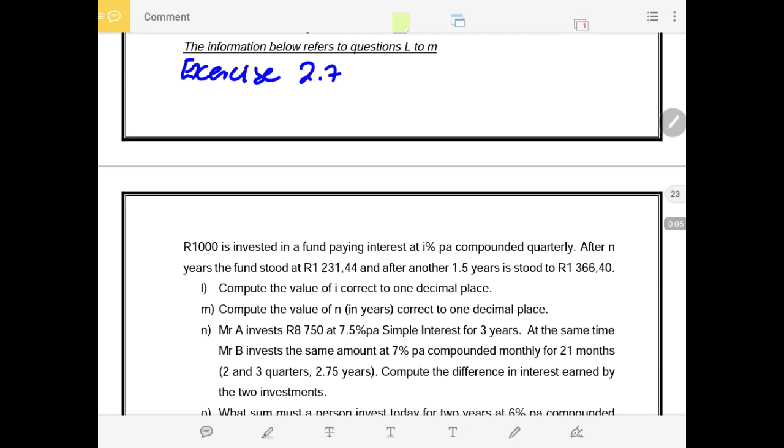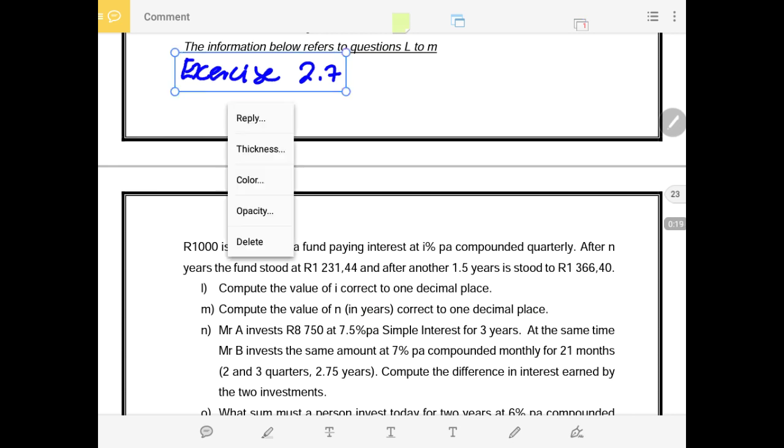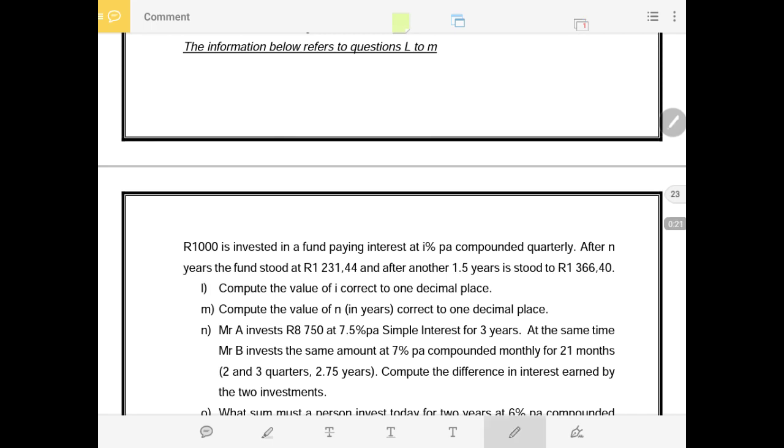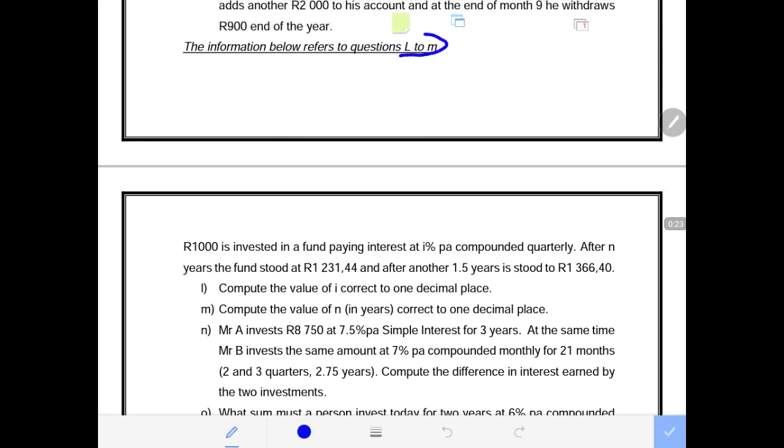We continue with exercise 2.7. Now we are under requirement number L and M. It says the information that is given to us below is for question L up to M. So I will be focusing only on these two questions or requirements.